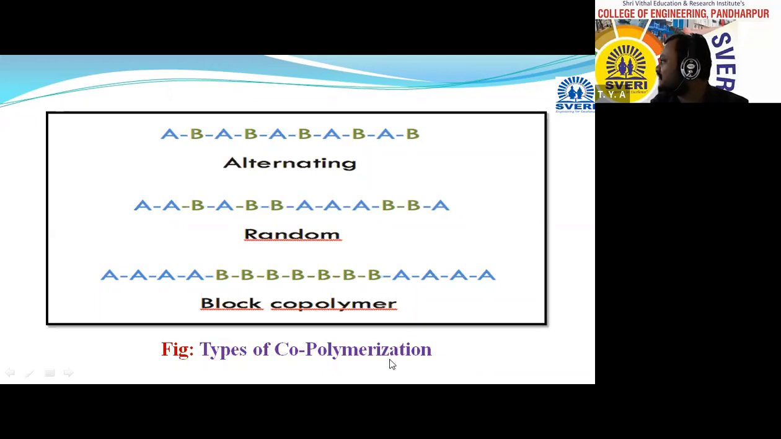Why copolymerization? Two different monomers are stitched together without formation of any byproduct. This is copolymerization. And depending on the pattern of monomer attachment, three types are there: alternating, random, and block. If monomers are joined in an alternate way, it is alternating. If the way is not fixed, it is random. And if blocks of monomers are joined together, then it is block copolymerization.